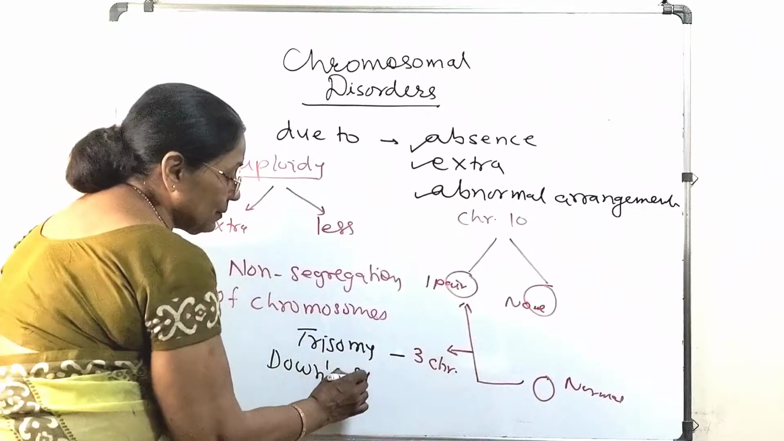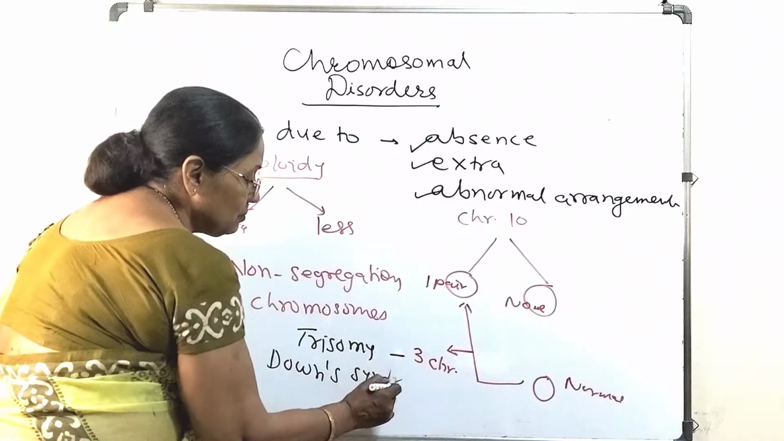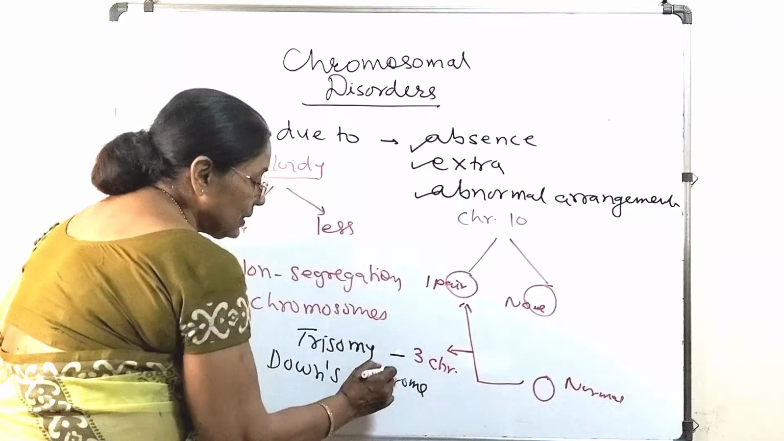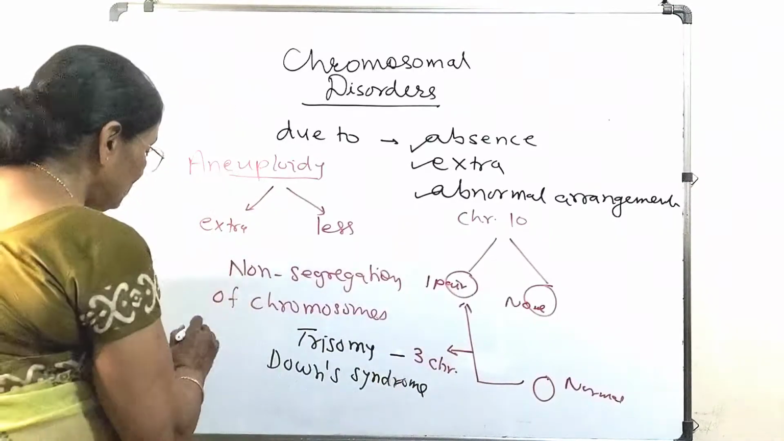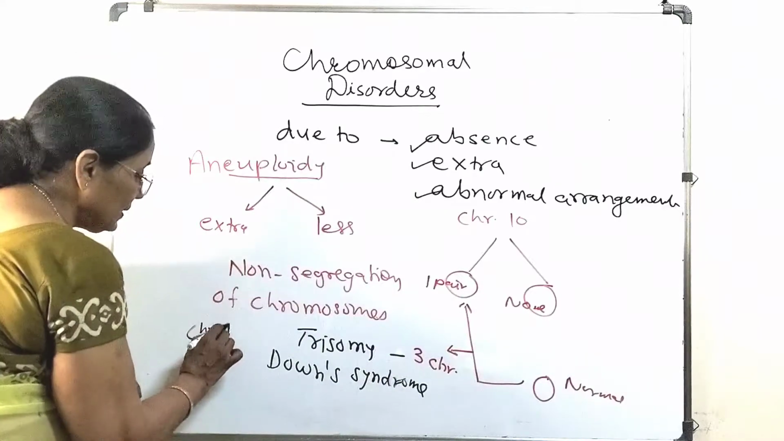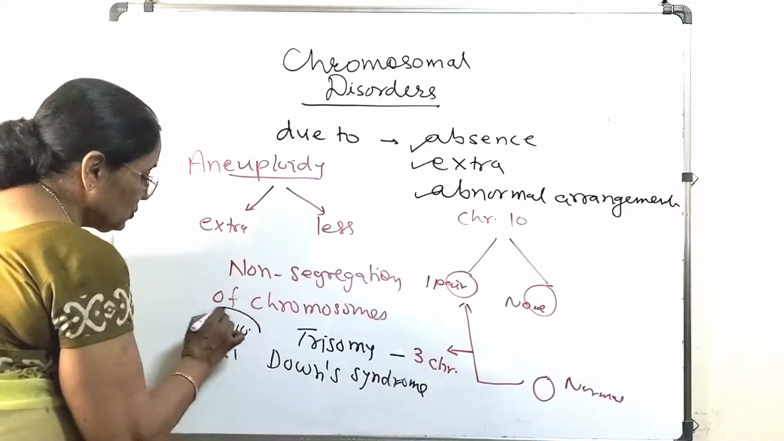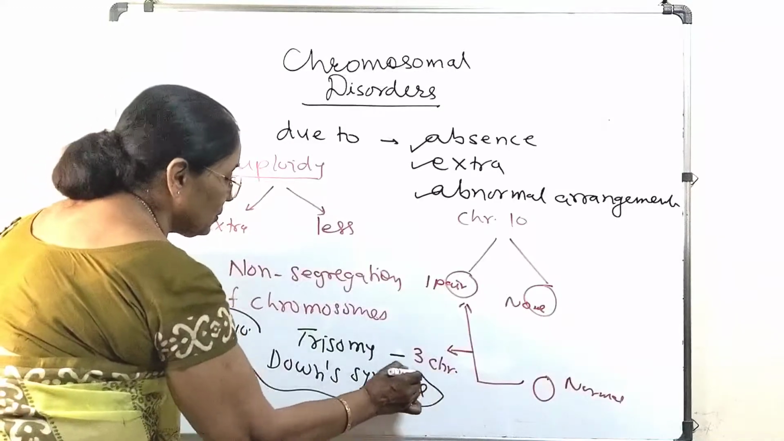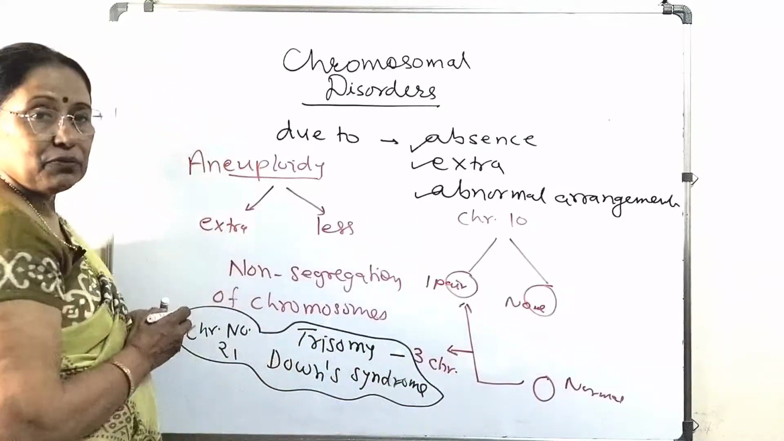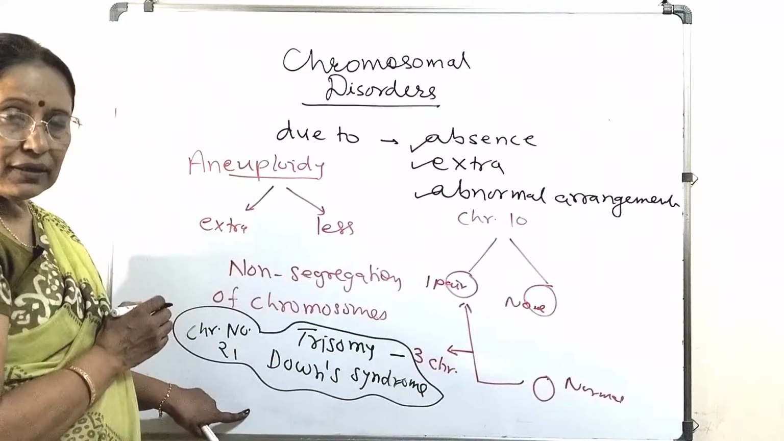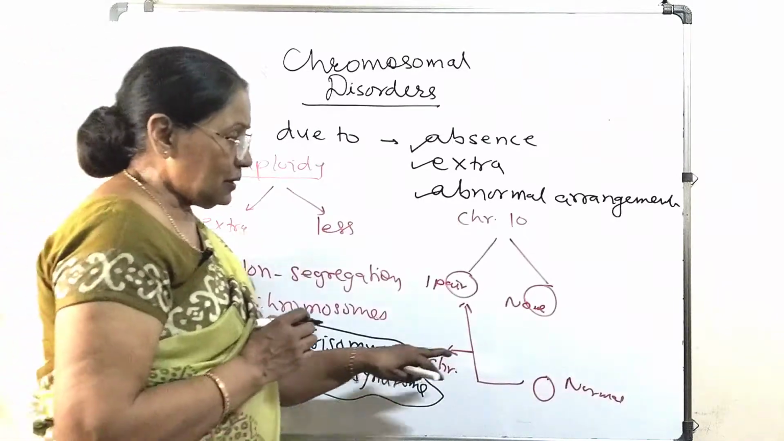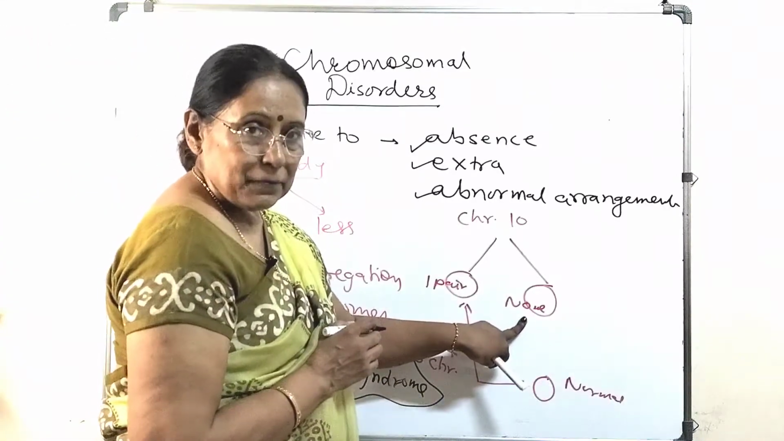For example, Down syndrome. What happens in Down syndrome, children? In Down syndrome, chromosome number 21 becomes trisomic. So this is trisomy.